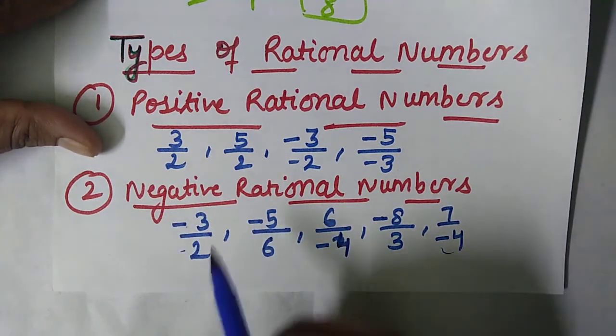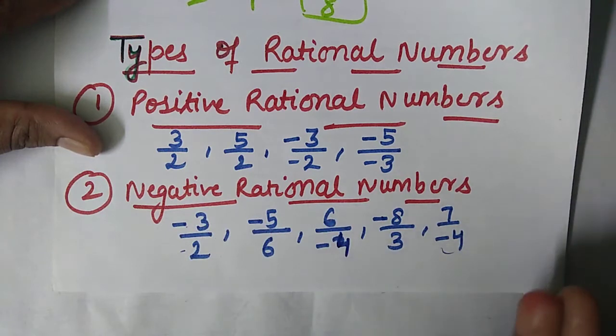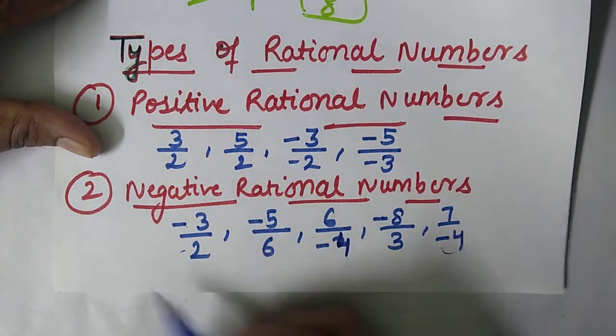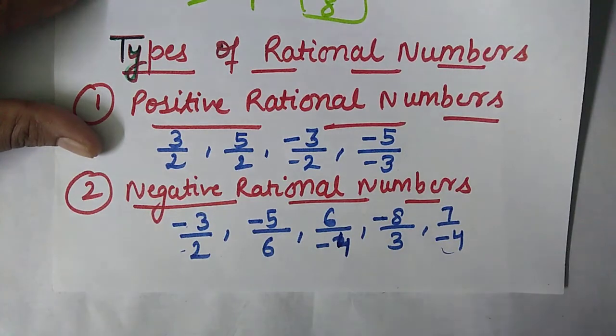The numbers in which the numerator and denominator have different signs. One of them must be negative and one of them must be positive. Then they have different signs, and these rational numbers are known as negative rational numbers. So these are the types of rational numbers.